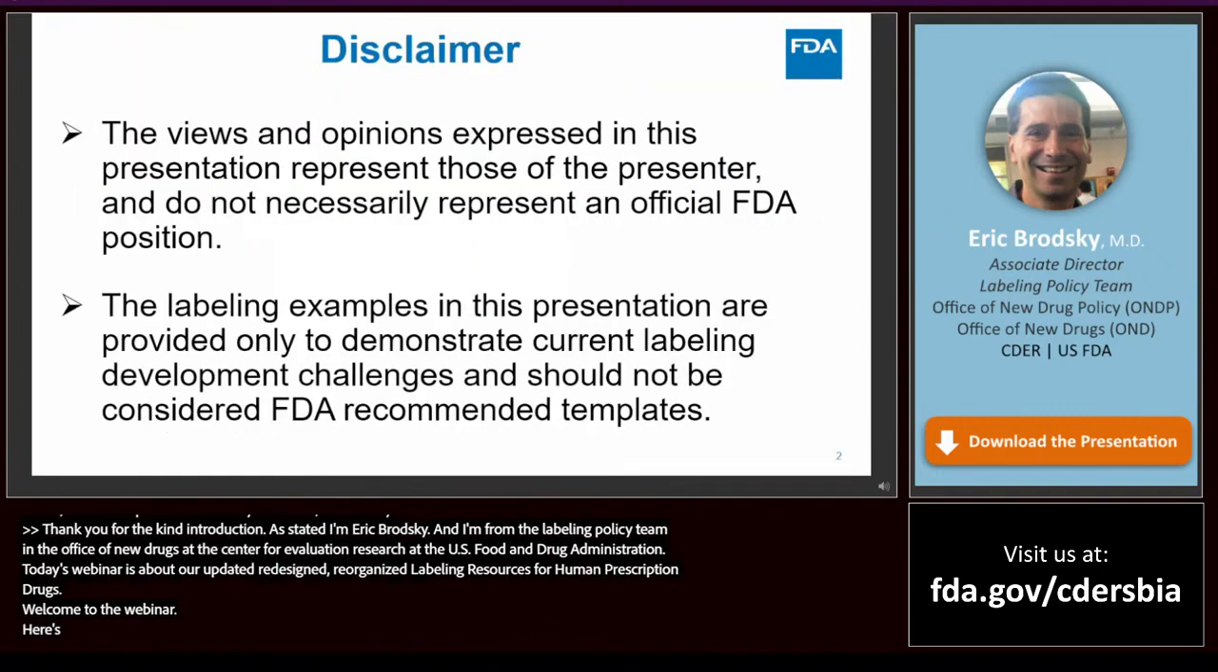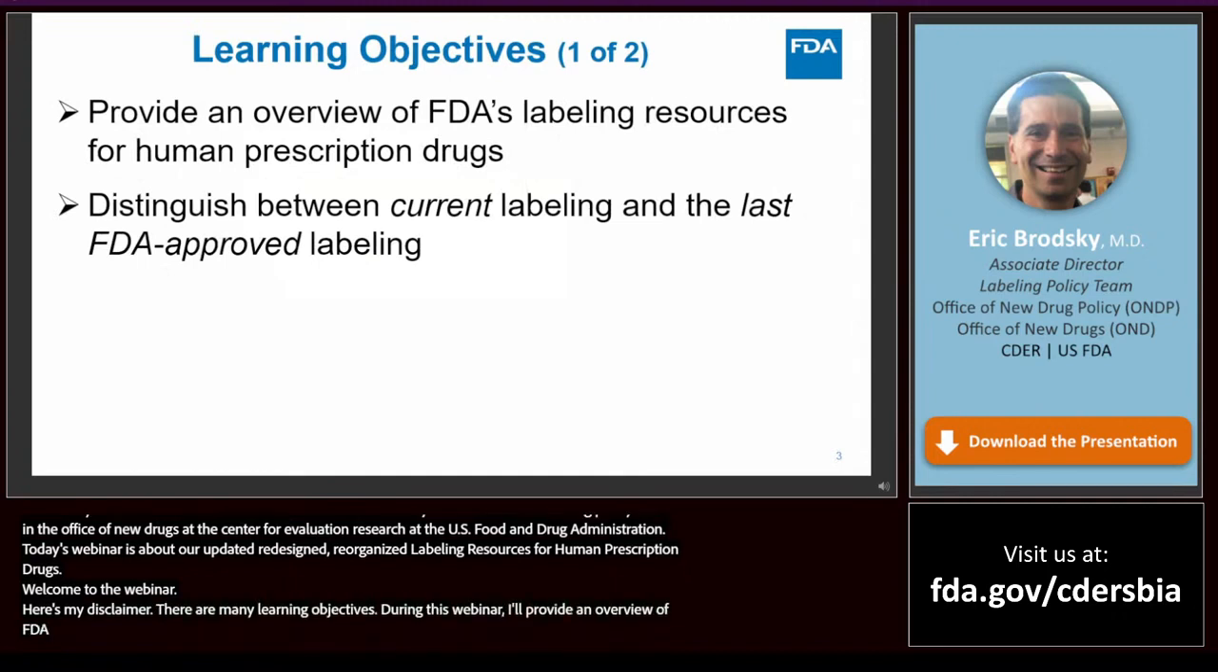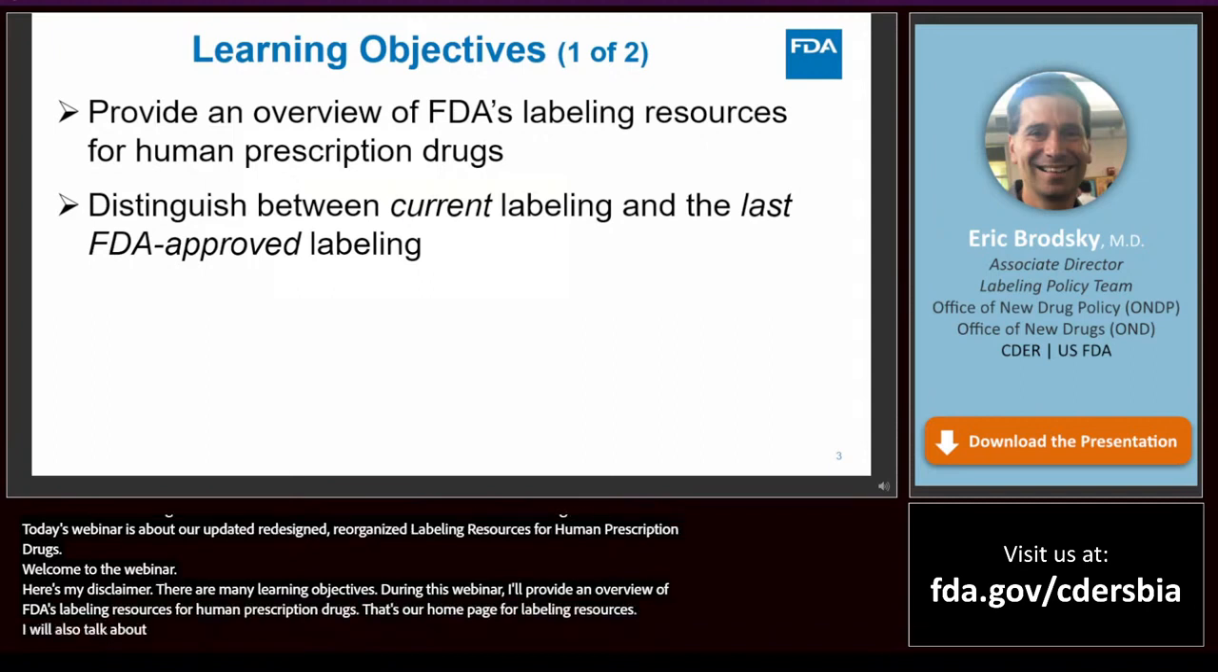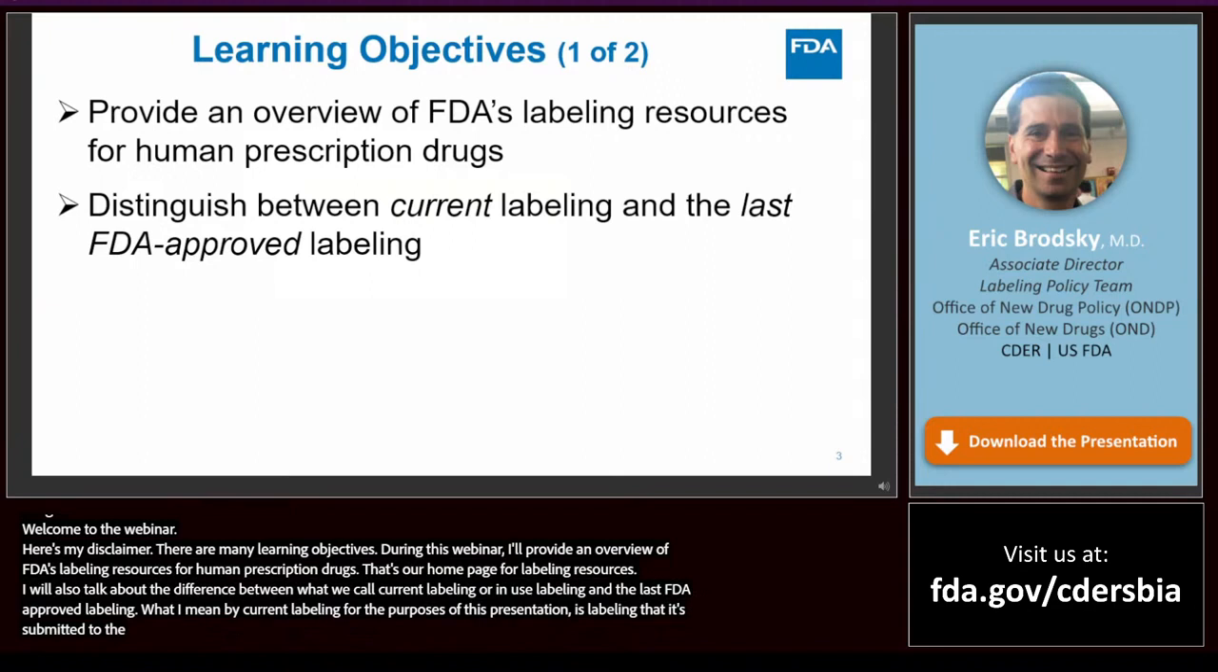Here's my disclaimer. There are many learning objectives. During this webinar, I'll provide an overview of FDA's labeling resources for human prescription drugs. That's our home page for labeling resources. I'll also talk about the difference between what we call current labeling or in-use labeling and the last FDA-approved labeling. What I mean by current labeling for the purposes of this presentation is labeling that is submitted to the FDA electronically after approval of an application or supplement.